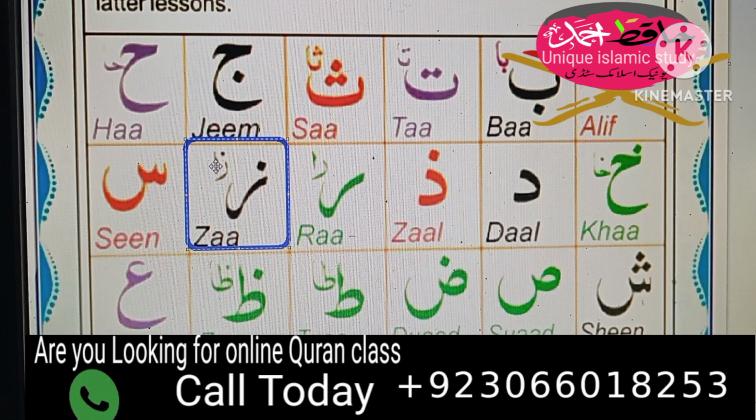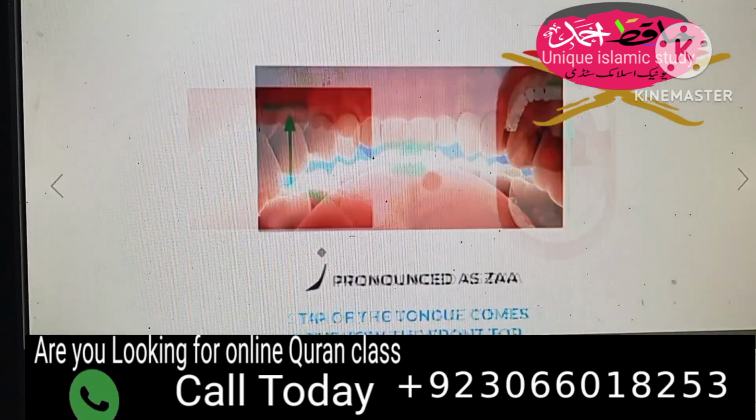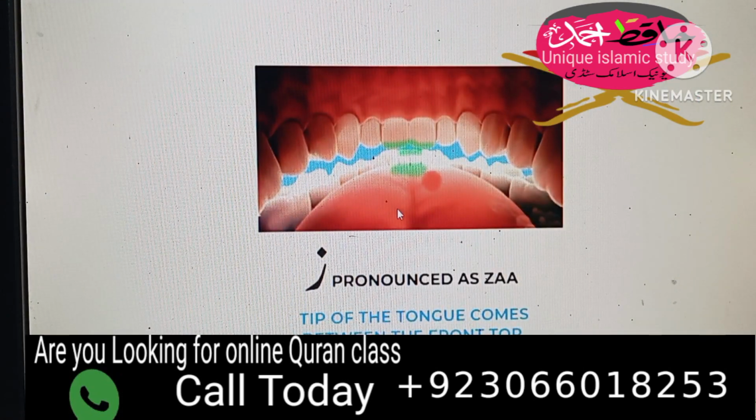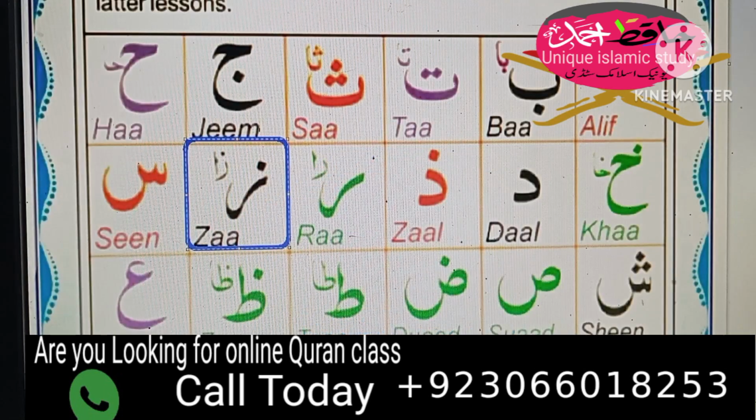Za. Please read after me. Za. Let me show you the origin of za. This is the tip of tongue. These are the front two teeth. So tip of tongue comes between the front top and bottom teeth. So you will say za. Please read after me. Za, za.